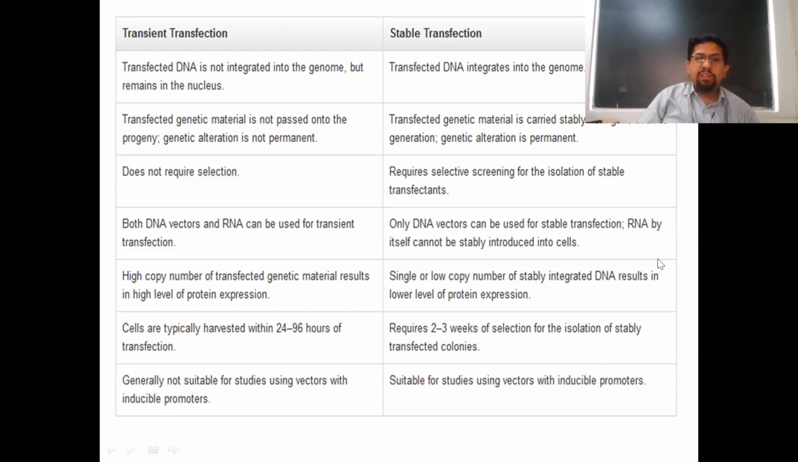So transient transfection is usually not suitable for studies using inducible promoters. If inducible promoters are there, it is not going to be very useful. The reason is that inducible promoters usually act on loci which should be part of the genomic DNA. That is the reason why, for transient transfection, we don't use inducible promoters.